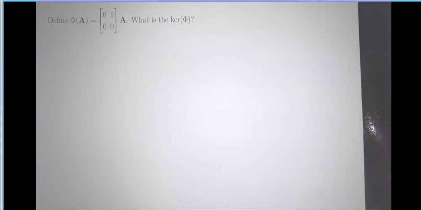We want to define a transformation phi acting on a matrix A as the matrix [0, 1; 0, 0] times A. And we're looking for the kernel of this transformation. Okay, so a couple of things that we need to sort of decide on first.